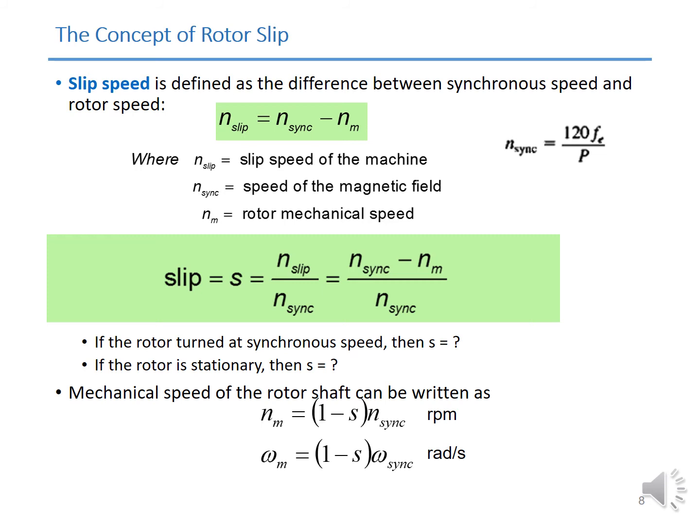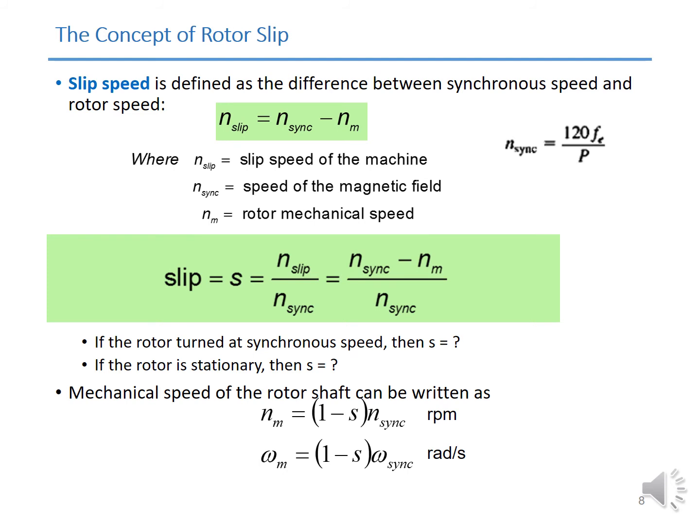Then we've got another term called slip, and the notation for it is S, which is a ratio, yeah? It's the ratio of n slip to n sync, so it's n slip over n sync. Okay, and n slip itself can be replaced by n sync minus nm, as described in the previous equation. So the slip S is also equal to n sync minus nm over n sync.